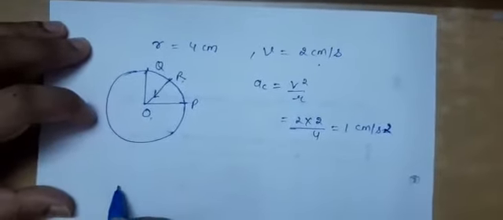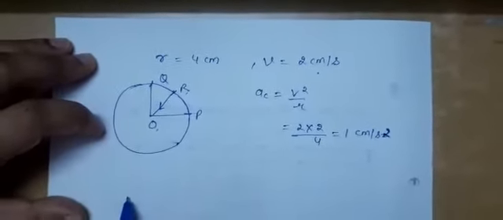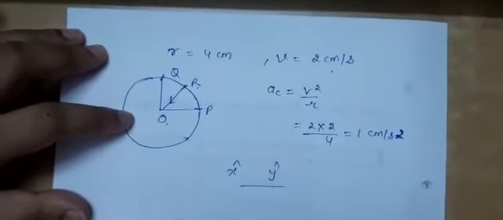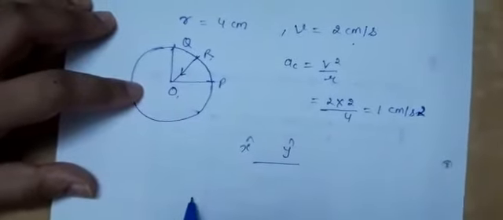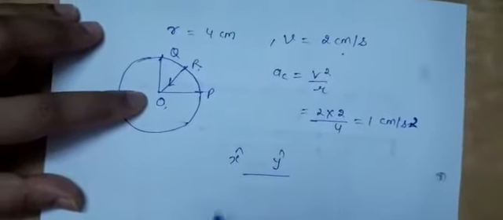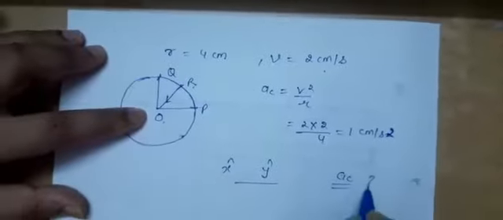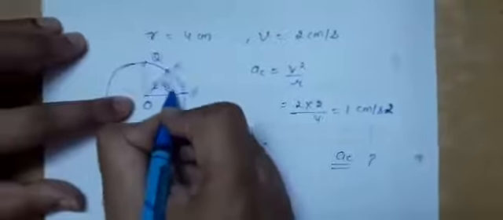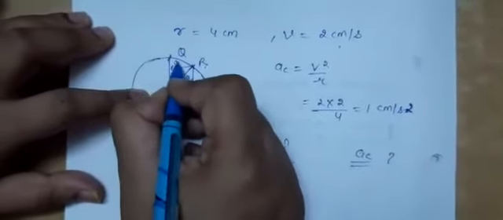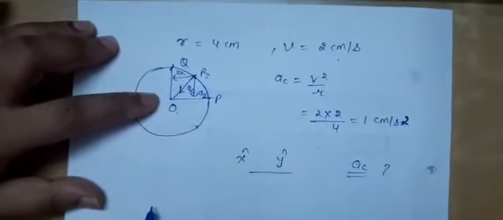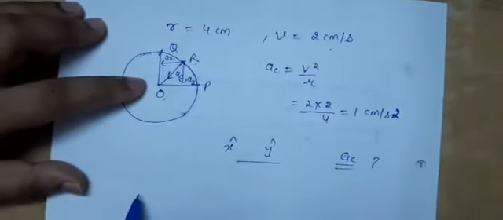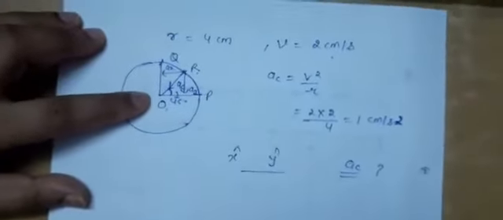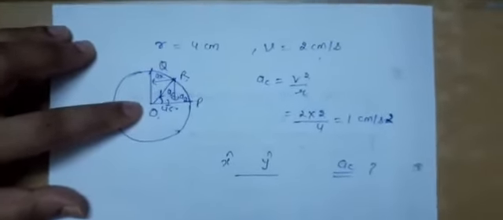Now this can be sufficient in itself, whereas it has been given that x cap and y cap are unit vectors along the x and y axis. So basically we have to express this centripetal acceleration in vector form. For that we have to find its vertical component as well as this horizontal component, right? So this angle is given to be 45 degree, also given in the statement, in the figure.